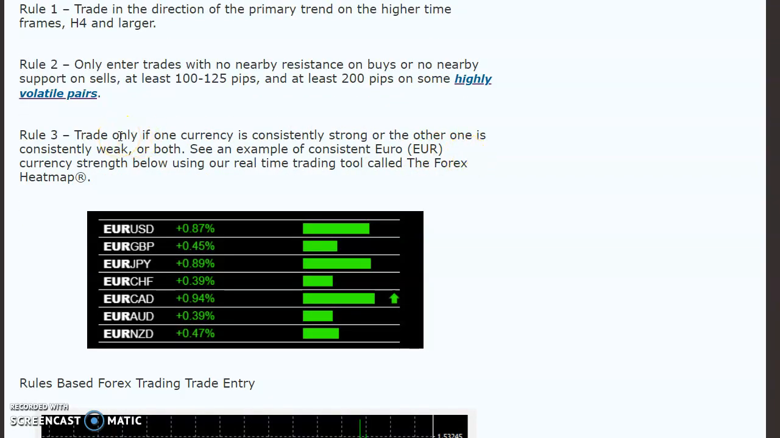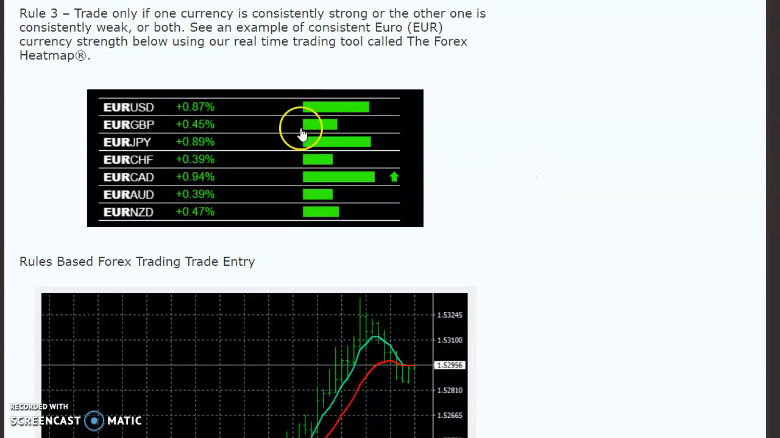And number 3, make sure at least one consistently is strongly in your favor. For example, this live signaling system, the Forex Heatmap, is indicating that the euro is strong across the board.